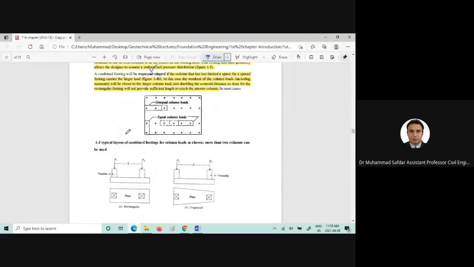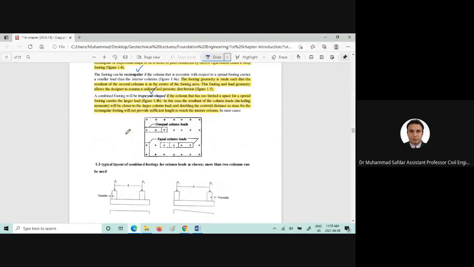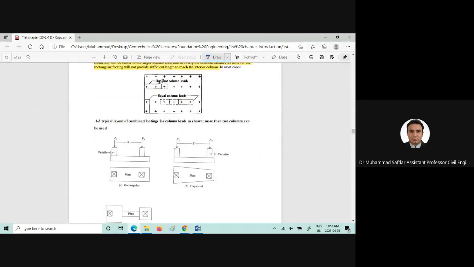Now, why do we go for the combined footing? Sometimes we will see unequal column loads, so that is one option, and sometimes we need to place machinery here. For example, a machine should be present in this particular lab or in the building, so we don't need this column here. Now, this will create eccentricity as well, and the load distribution here and here will be different.